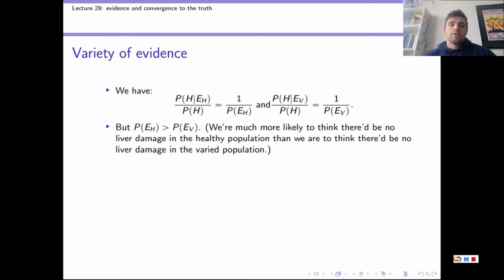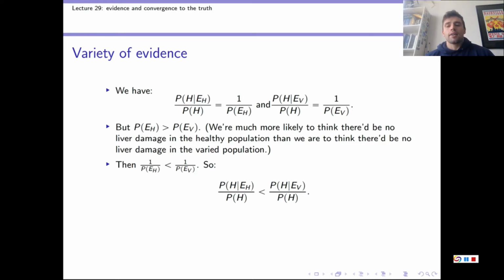But the point is that if we're unsure about the safety of the drug, then our prior probability on EH, that there'd be no liver damage in a healthy population, is higher than our prior probability on EV, that there'd be no liver damage in a varied population. We'd expect it maybe to affect someone in the varied population more so than in the healthy population. That is to say, the probability of EH is greater than the probability of EV, and therefore 1 over the probability of EH is less than 1 over the probability of EV.